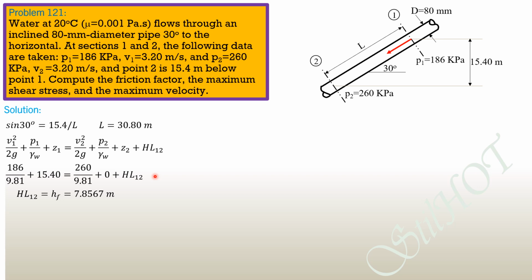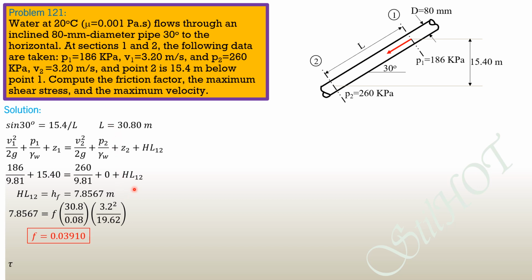Then we substitute it into the formula by Darcy-Weisbach. Head loss equals F L over diameter times velocity head. So 7.8567 equals F times length 30.8 over diameter 0.08 times velocity head 3.2 square over 19.62. Then we can compute the friction factor, and the friction factor is equal to 0.03910.